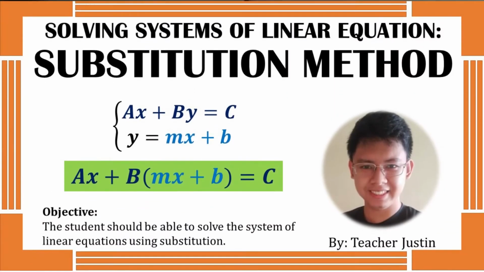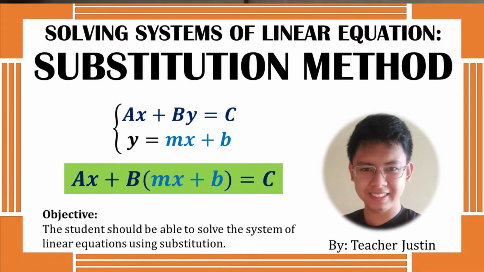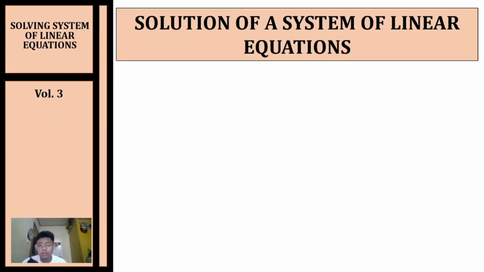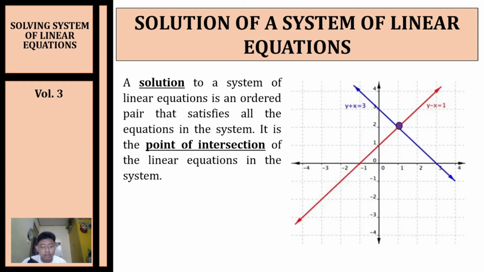On today's topic, we're going to talk about solving systems of linear equations using the substitution method. Alright, let's talk about solutions of systems of linear equations. Now, a solution of a system of linear equations is an ordered pair that satisfies all the equations in the given system. If we graph that, it is the point of intersection of our linear equations in the system. So that's the purple dot in our graph.